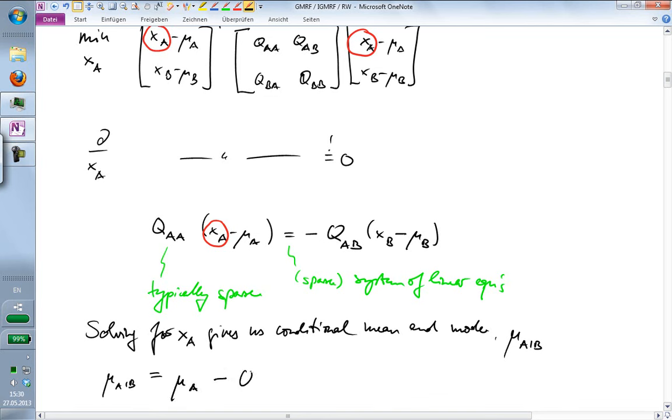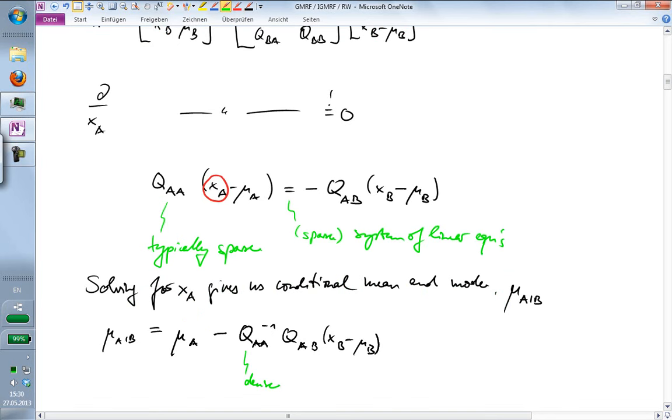So if QAA is sparse, then QAA to the -1 is going to be dense, and hence you don't want to compute this expression the way I've written it here explicitly. So formally I can write it like this and it's correct, but really to find XA you would solve the sparse system of equations that I've written further up.